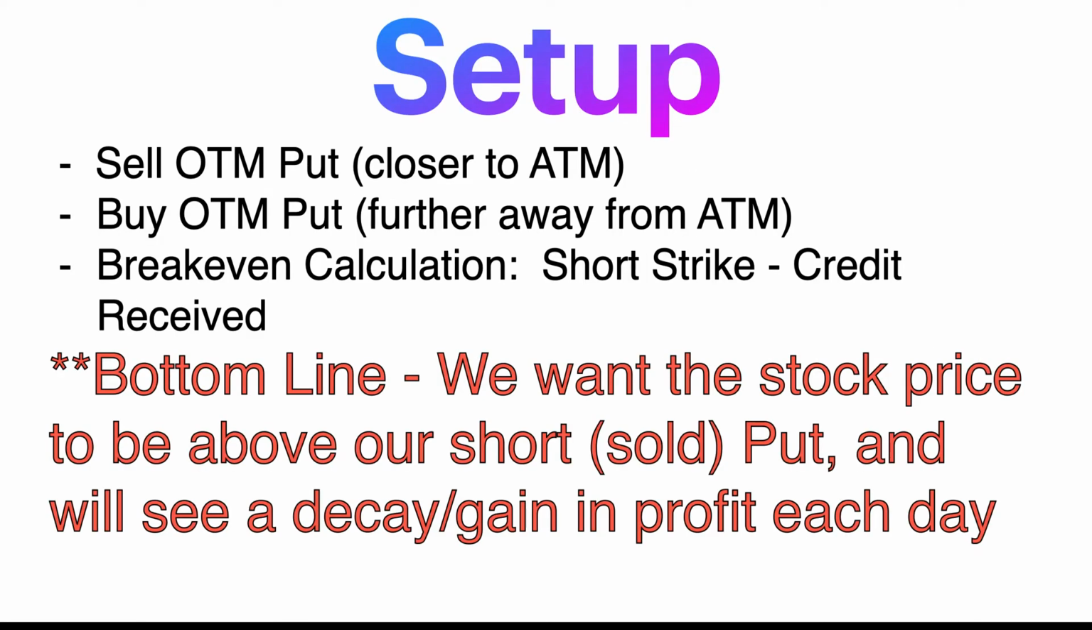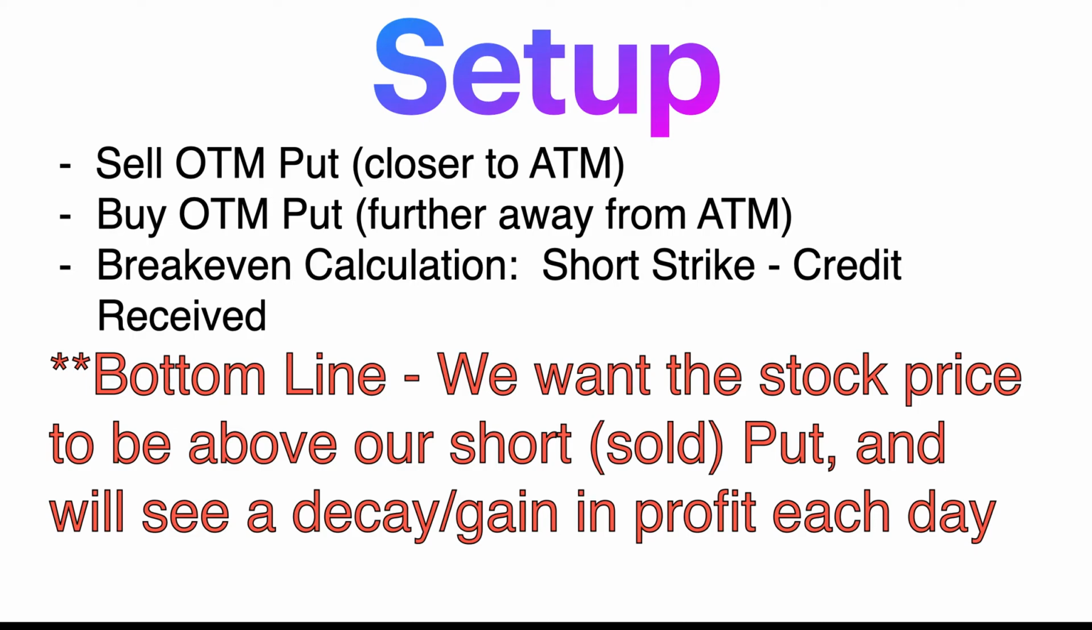All right, let's talk setup. Basically, you are looking at selling the out-of-the-money put. There is also an out-of-the-money put that you're going to buy, and that defines your risk. And the break-even calculation is really simple. You're basically taking the short strike minus the credit received, and that'll tell you what level the break-even is for your trade. So I'll explain that in just a second, but give you a simple example.